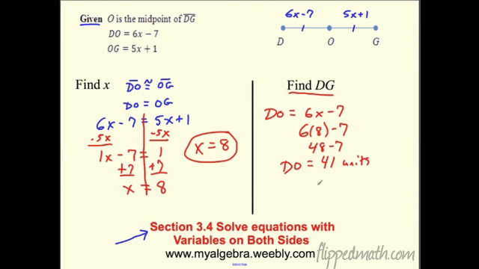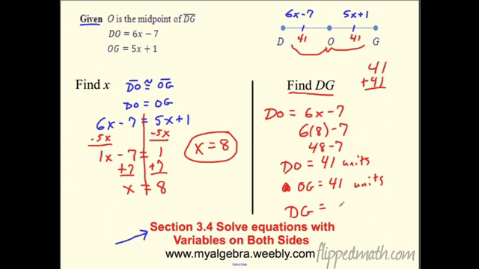And if DO is 41, what do you think OG is? We could do the math and plug 8 in, but really if it's the midpoint, what's it got to be? It also is 41 units. But that's not the question. The question is, what is from D to G? Well, if you look back up the picture, if this is 41, and this is 41, add them together and that will give me the whole total here. So what is 41 plus 41? It's going to be 82. So really DG is 82 units long.